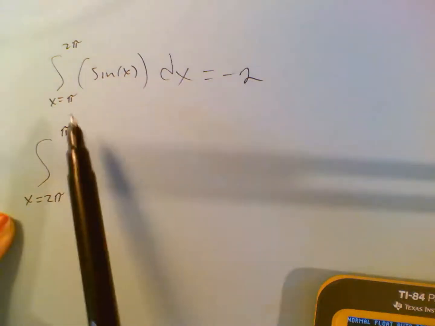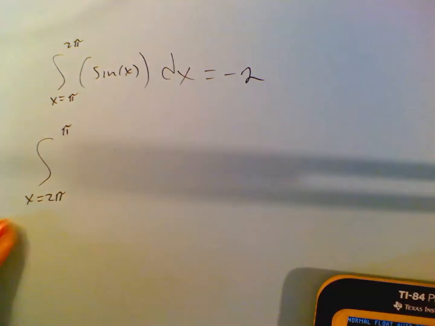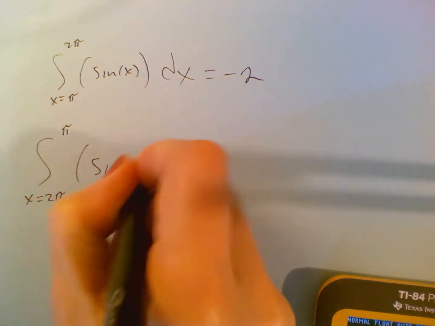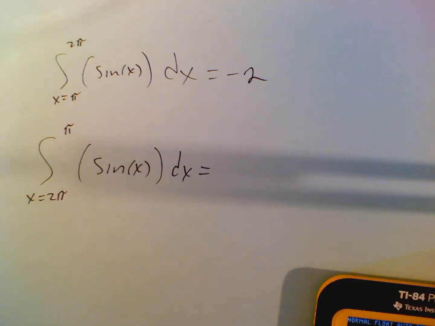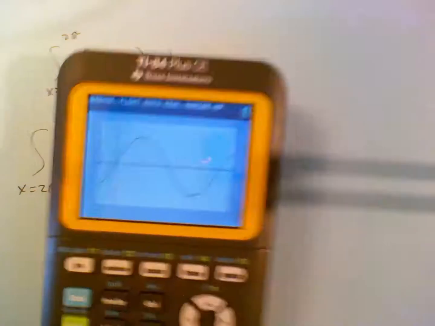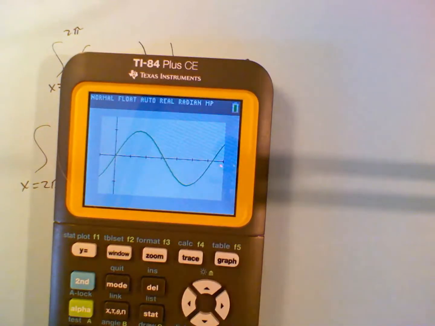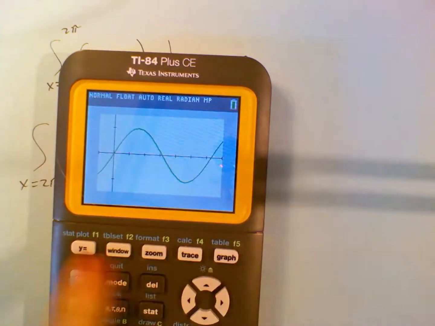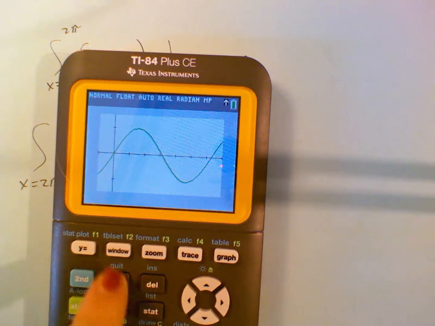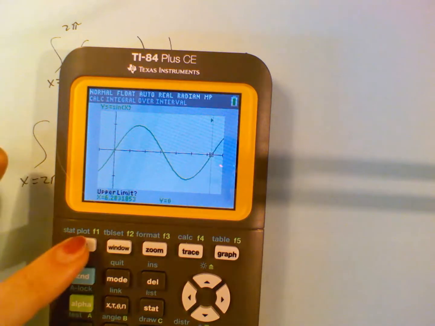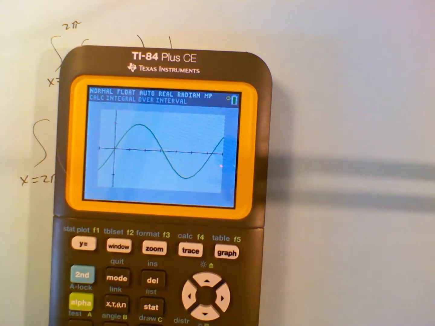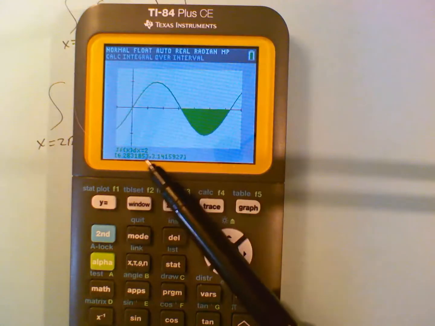Instead of integrating from pi to 2 pi, I'm going to integrate from 2 pi to pi. So it's the same length interval, but the direction is different. It's a backwards direction, a negative direction. It still fills in frontwards, but that is a positive 2.